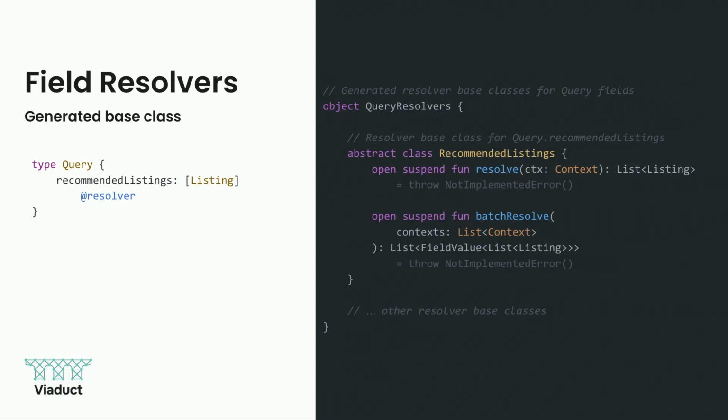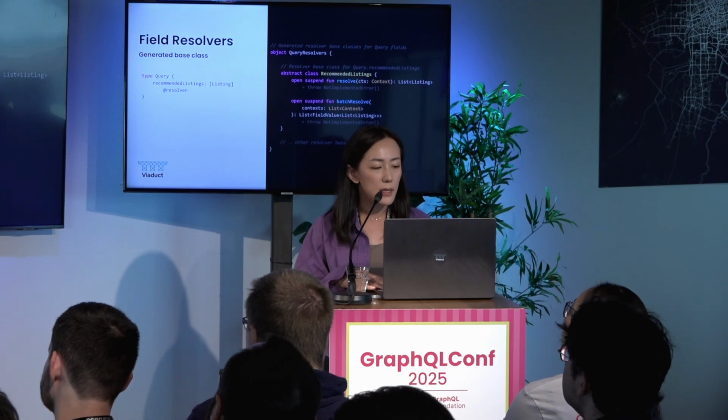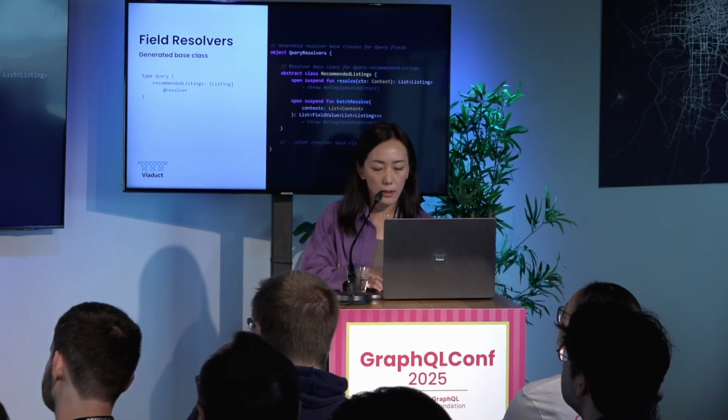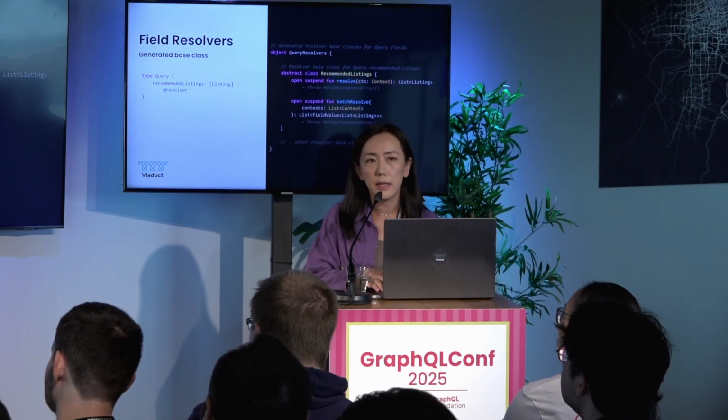And this is sort of namespaced under this query resolvers object. And this is called query resolvers because it's named after the object that the field is in, and this happens to be under the query object. So if you notice, within the recommended listings abstract class, there are two functions, resolve and batch resolve. Developers can choose to implement either one of these, depending on their needs.